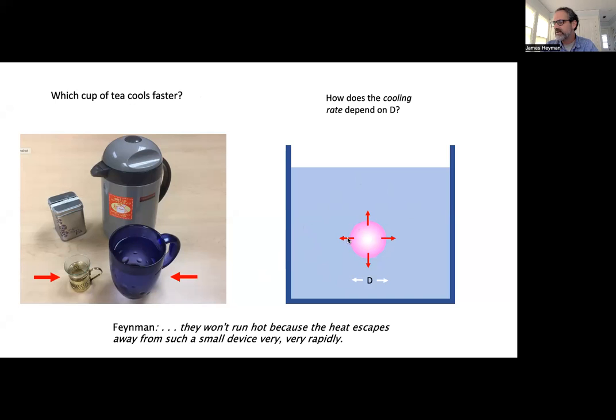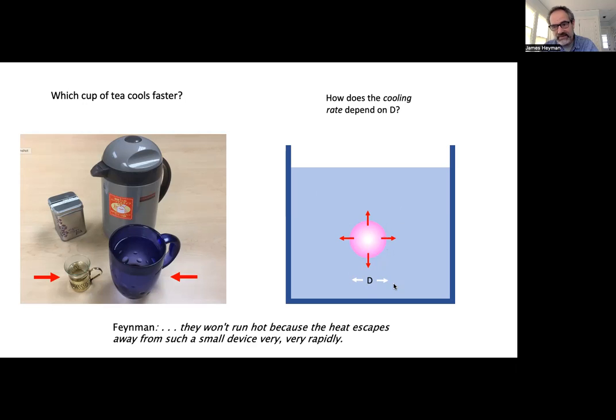Imagine I have an object that's immersed in some kind of medium. And the object is hot, and it's going to cool off by transferring heat to the medium. Okay? And here, the object is a cup of tea, and the medium is the air or the table or whatever. But in our problem, we'll imagine the medium to be kind of homogeneous, all the same substance. And we'll ask, how does the cooling rate depend on the size of the object, on the characteristic dimension, which might be its diameter, as shown here?